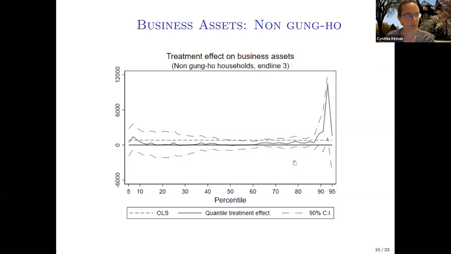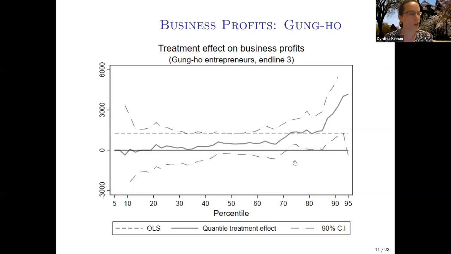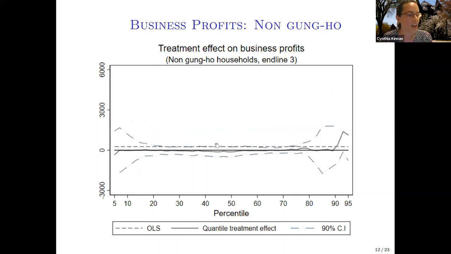Okay, so what do we see for business profits? So here's a distribution for gung-ho entrepreneurs. Again, as many of you on this call will know, business profits are notoriously difficult to observe and can be noisier than other indicators of business activity. But here, we see increases in business profits for roughly the top third of the distribution. I haven't indicated this on the diagram, but this also drives a significant overall effect. We see no positive or negative effect for the non-gung-ho entrepreneurs.